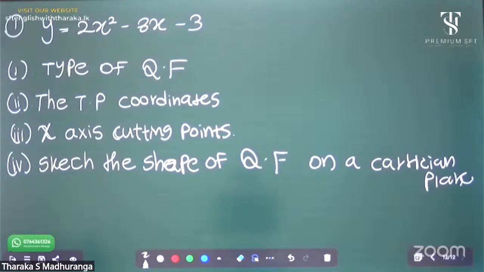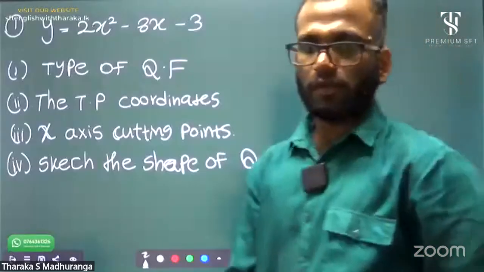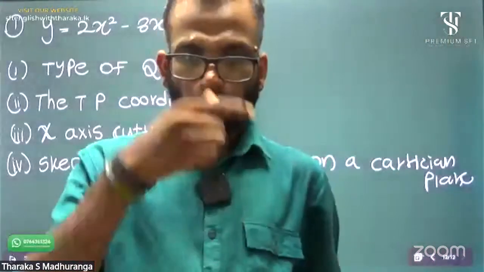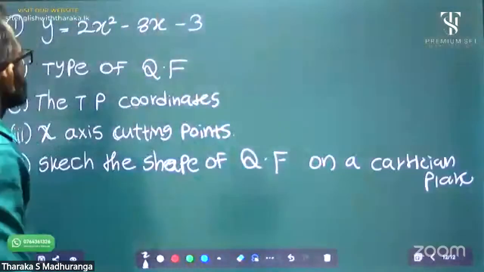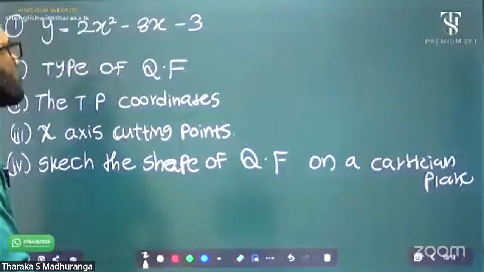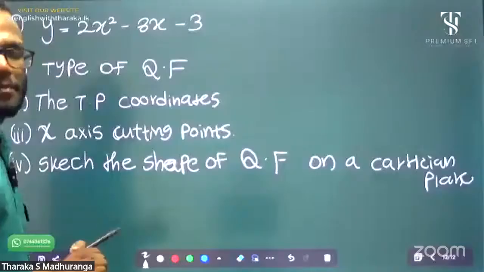Okay, can you send me what are the turning point coordinates? What are the turning point coordinates? Okay. y equals 2x squared minus 8x minus 3.